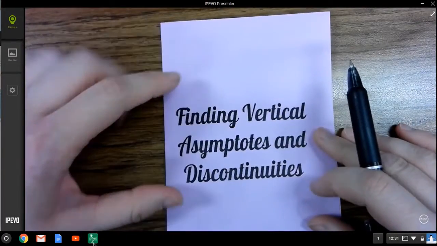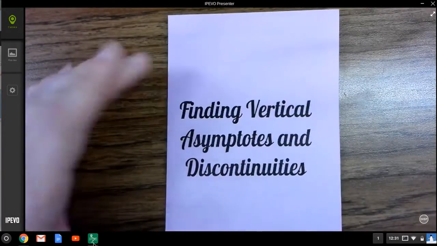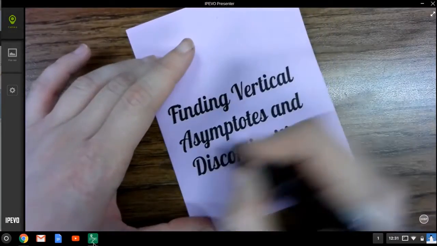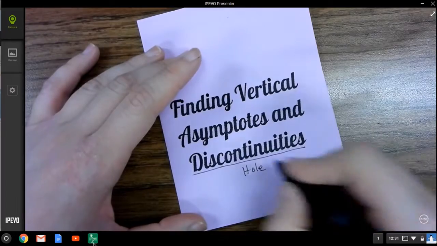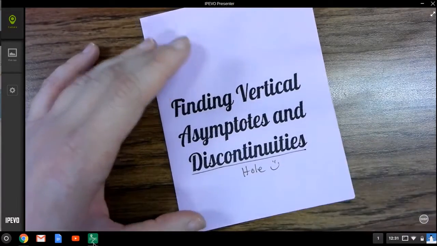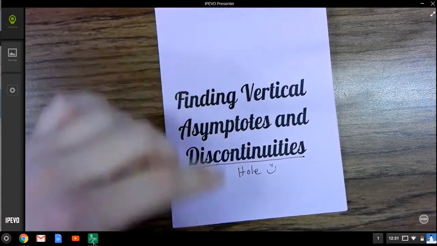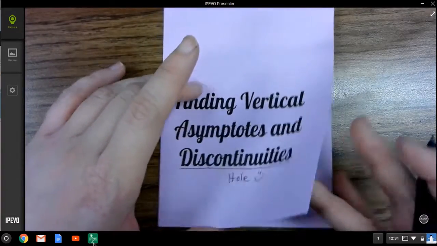Welcome back to math, and today we're going to be finding vertical asymptotes and discontinuities. This word right here means a hole. So that big word, discontinuity, just means hole. Kind of keep that in mind.